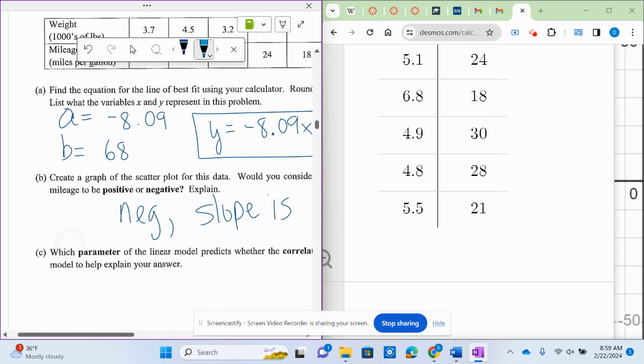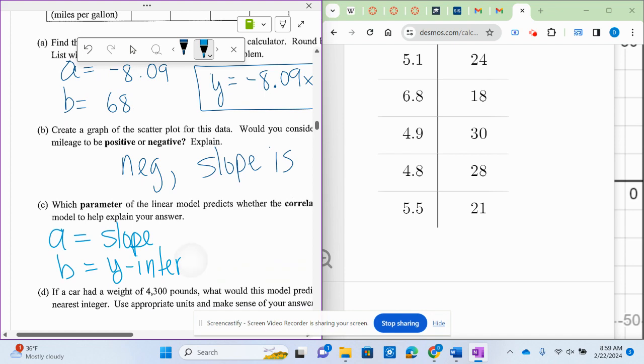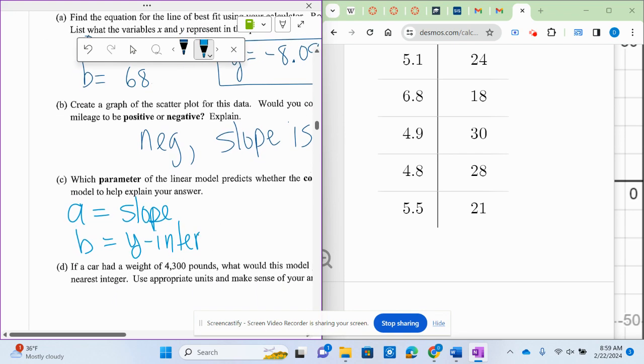So our parameters, when we put this in, are A, which is really my slope, and B, which is my y-intercept. So when it's asking you about the parameters, it's asking what values you are looking at to create your equation. Well, we're looking at the slope and the y-intercept.